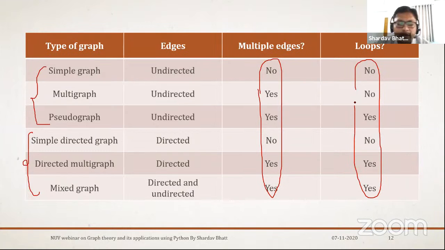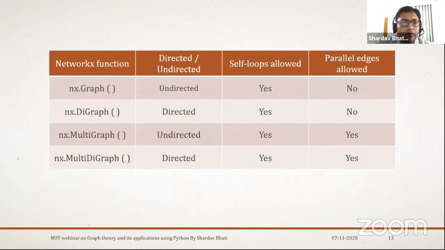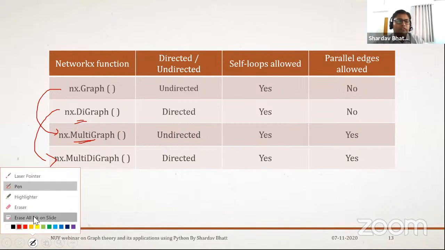Now, before going ahead, let us see the Python functions for all these types of graph. In Python, we have 4 types of functions. nx.Graph gives us an undirected graph with loops allowed, and parallel edges are not allowed. Then we have DiGraph, which is nothing but a directed graph. Then we have MultiGraph, a multiple version of this graph with multiple edges. And if you have directed edges with multiple edges, then you have MultiDiGraph. So these are the 4 functions available in Python.